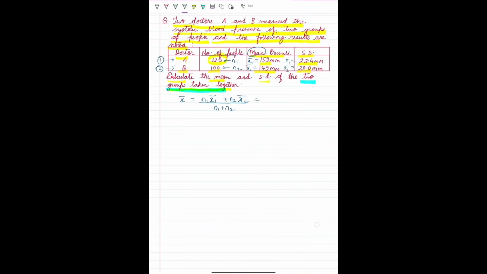After substituting the values, we get 120 multiplied by 159 plus 100 multiplied by 149, divided by 120 plus 100. On the calculator, it is 19,080 plus 14,900 divided by 220, which comes to 154.45 after rounding off. So this is the combined mean asked for in the first part, and we are done with finding the combined arithmetic mean.